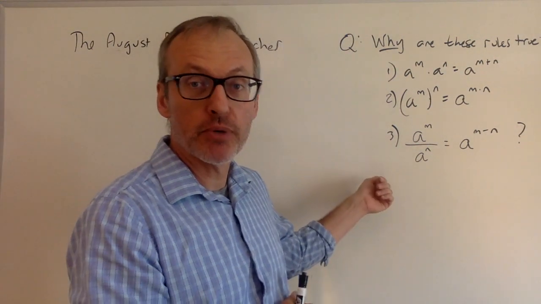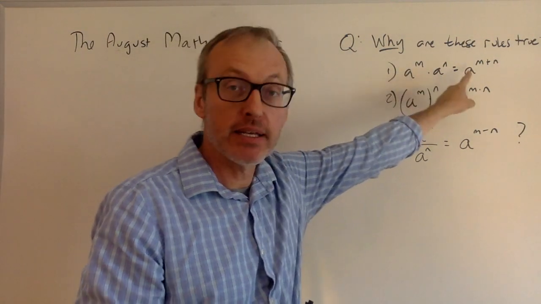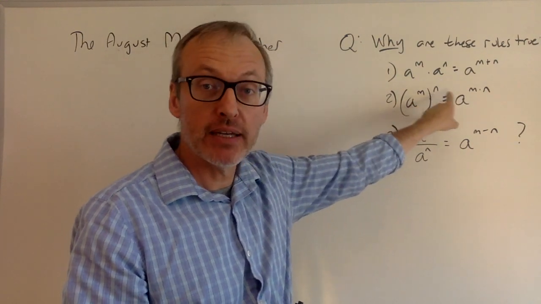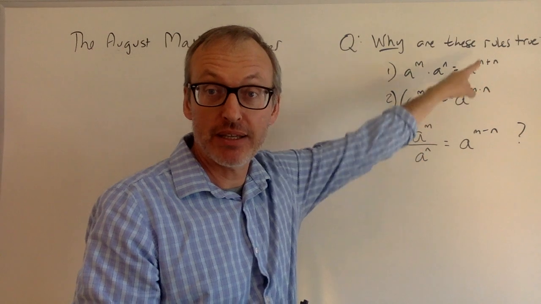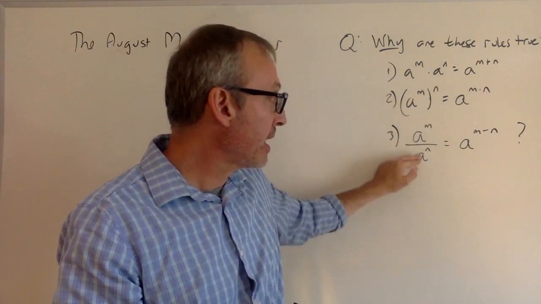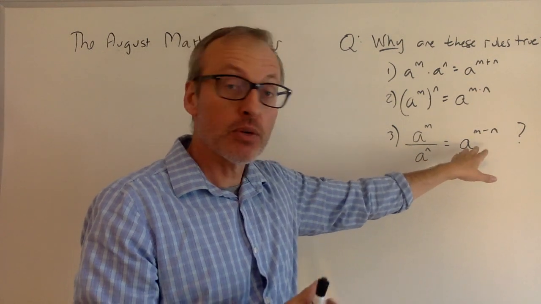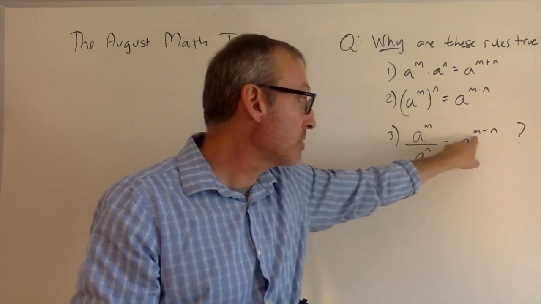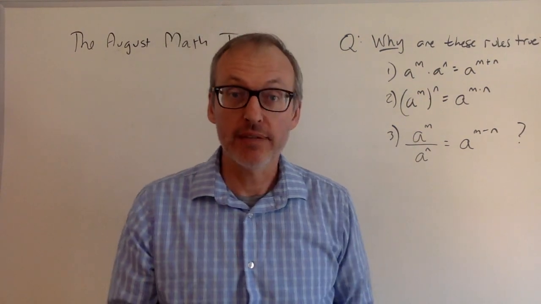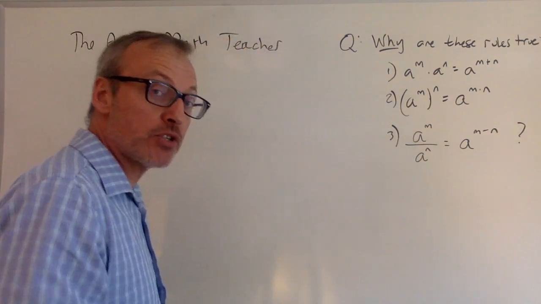You've probably learned them recently: a to the m times a to the n is a to the m plus n. A to the m raised to the power of n is a to the m times n, not the addition, but the multiplication of the two numbers. And then if you take a to the m over a to the n, that is supposed to be equal to a to the difference between those two numbers, where you take the top one and subtract off the bottom. And the question is, why? So I've written Q here to mean the question.